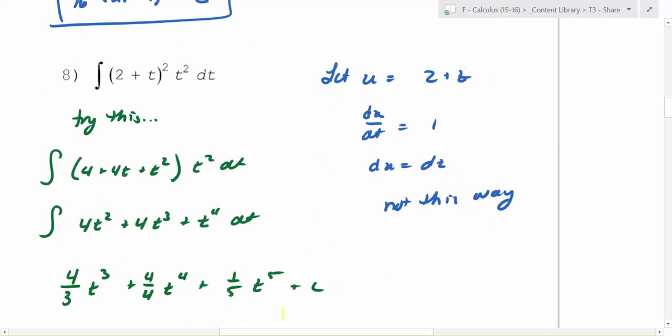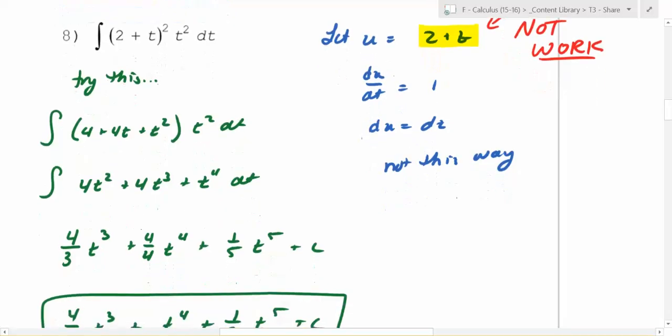So number 8 says let u equal 2 plus t. So du dt is going to be 1. So you try this, and does it work? It doesn't work. If you try w substitution, this does not work. But what can you always do to this if you really had to? What happens in here? Boy, you can multiply it out.